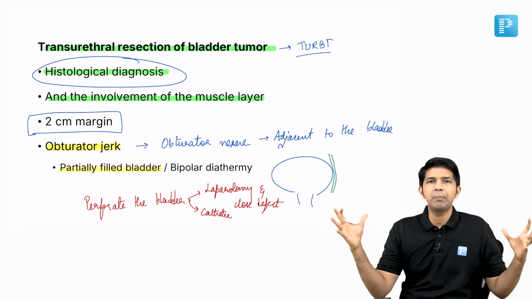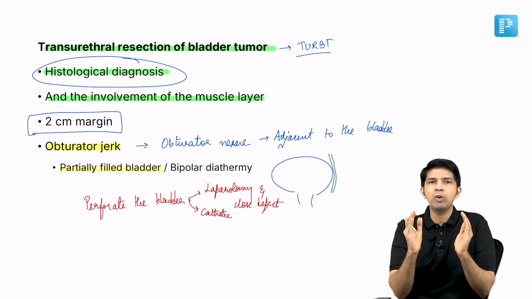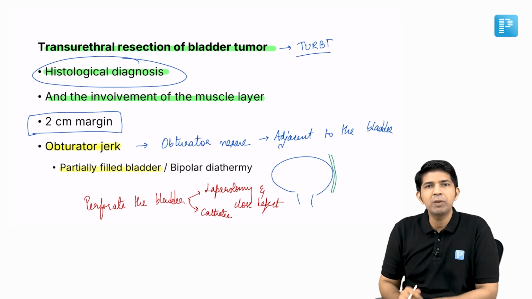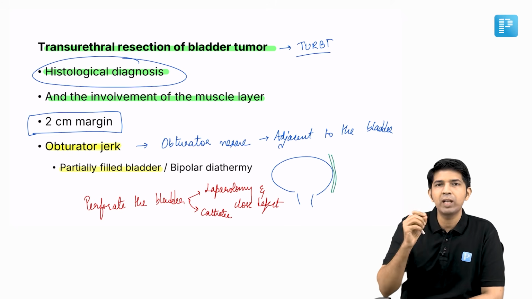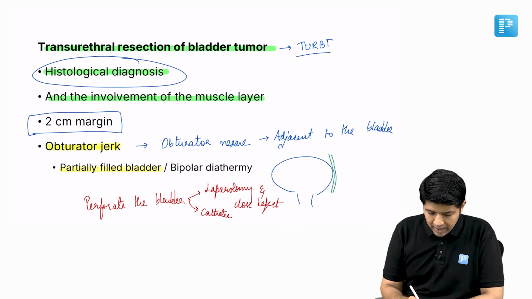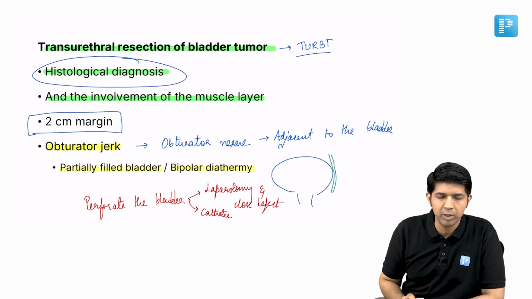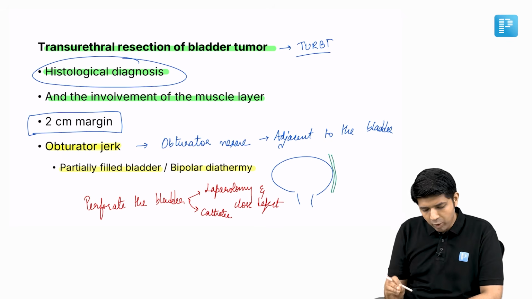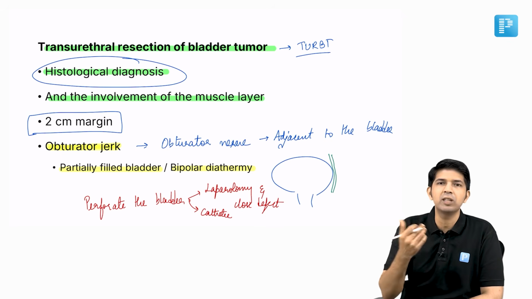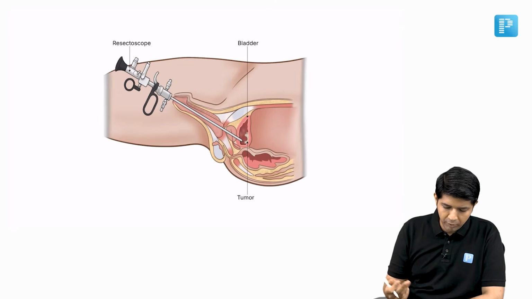So if you don't distend the bladder too much and there is a minimal or a moderate distension, it tends to be far away from the nerve. Thereby you can avoid this obturator jerk. Second is to use bipolar diathermy rather than monopolar diathermy. Use a bipolar diathermy, then also the risk of this obturator jerk is less and the risk of perforation is less.